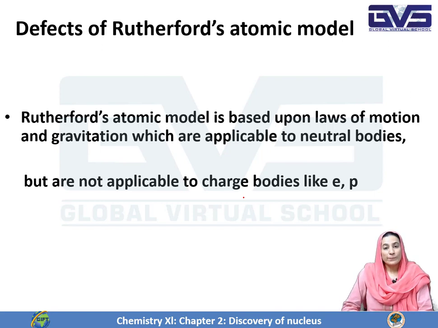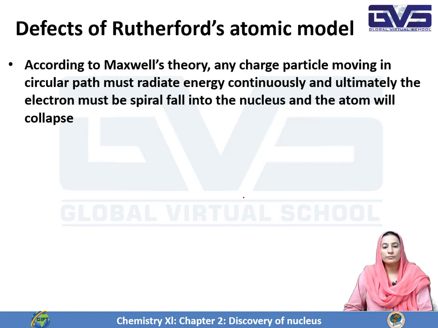There were some things that were not explained by Rutherford, and these are called the defects of Rutherford's atomic model. Rutherford's atomic model is based on the laws of motion and gravitation, and these laws are applicable to neutral bodies, but they cannot be applicable to the electron and proton. These are charged particles. So this was not explained by Rutherford.